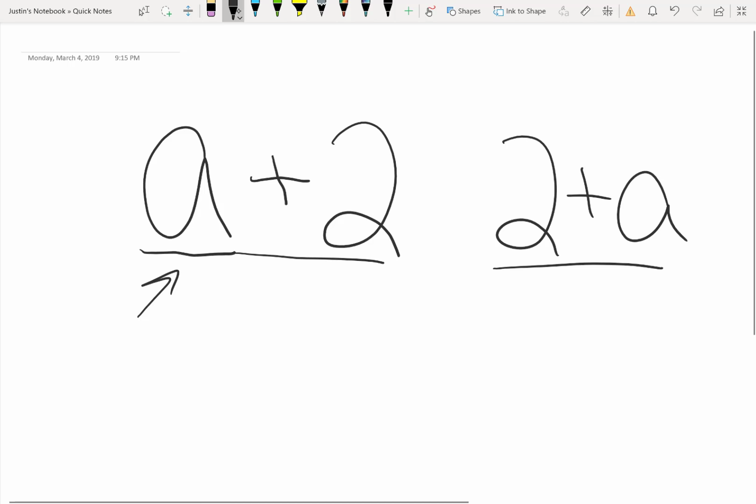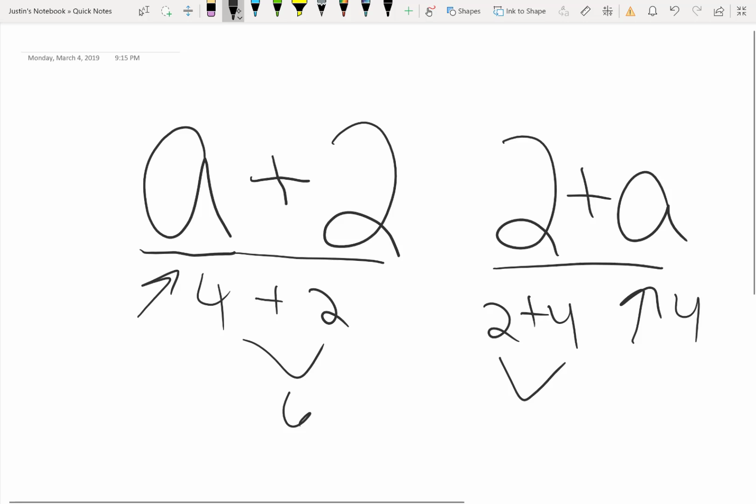So let's say that A was 4, for instance, and we put 4 here. It'd be 4 plus 2 or 2 plus 4. Both of them would equal 6. So remember the order here doesn't matter. So you can put A plus 2 or 2 plus A.